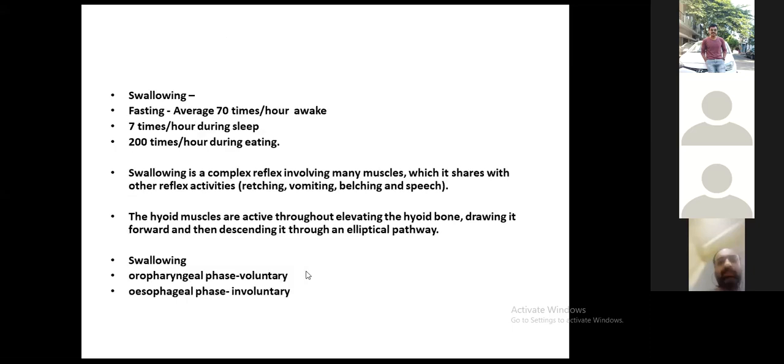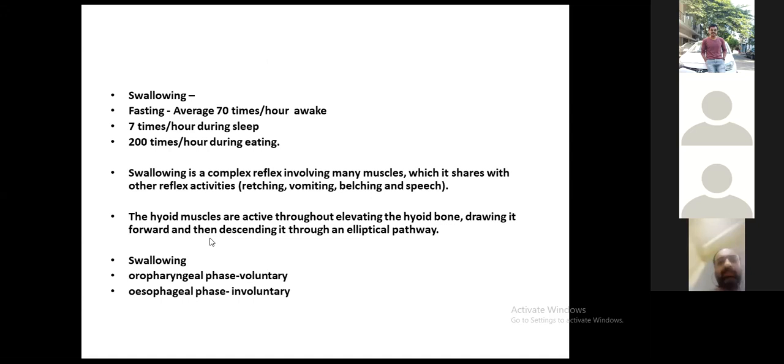Usually when a person is fasting, he swallows on average 70 times per hour when he is awake and 7 times during his sleep. When he is eating, he swallows roughly 200 times per hour. Swallowing is a complex reflex involving many muscles, and this reflex is shared with other activities such as retching, vomiting, belching, and speech.